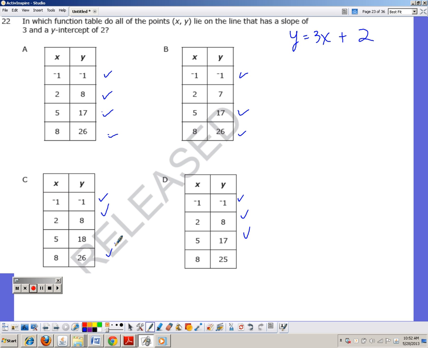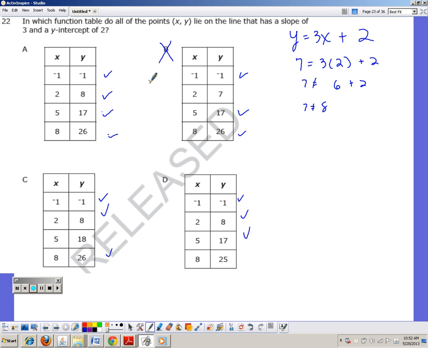So x is 2, y is 7. So we're going to see if 7 equals 3 times 2 plus 2. So 3 times 2 is 6, plus 2 is 8. 7 does not equal 8. So we know B is wrong.